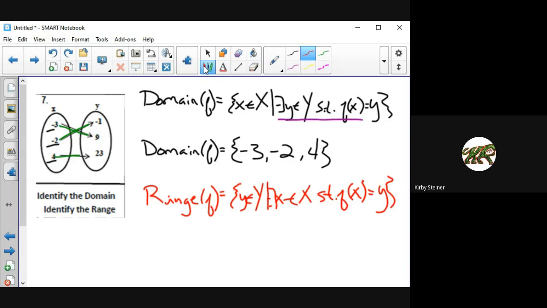All right, so now we're looking at the y values that are defined outputs of the given x values, right? So let's look at our domain and see which y values we get. -3 takes us to 9, -2 takes us to -1, and 4 takes us to 23. Those are the y's that have been defined by this function, so that's going to be our range. We can say range of f is equal to -1, 9, 23.